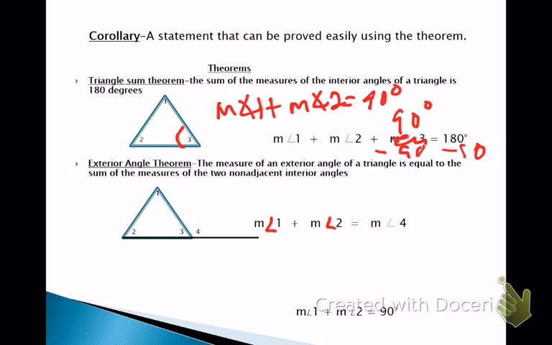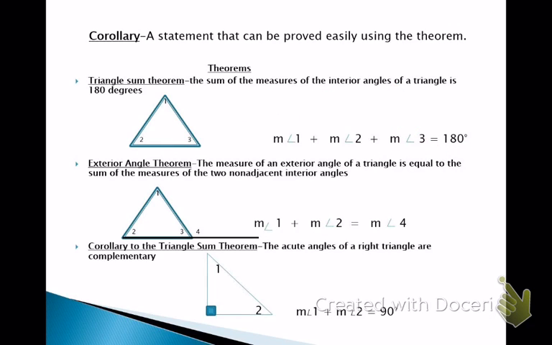Angle 1 and angle 2 would be the two acute angles of a right triangle. And so we know that the acute angles of a right triangle must be complementary because of what I just showed you. Okay? So we can use this corollary to help us show that angle 1 and angle 2 here are complementary. And if I need to find angle 1 and I know angle 2, I can just subtract angle 2 from 90 and find out what angle 1 is. So it can shorten our work a little bit too. Okay? So these are some theorems and corollaries you need to be familiar with and know how to use.